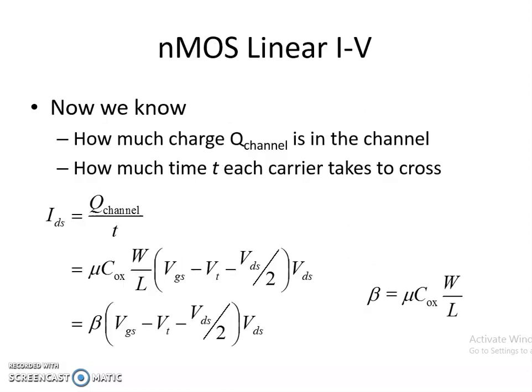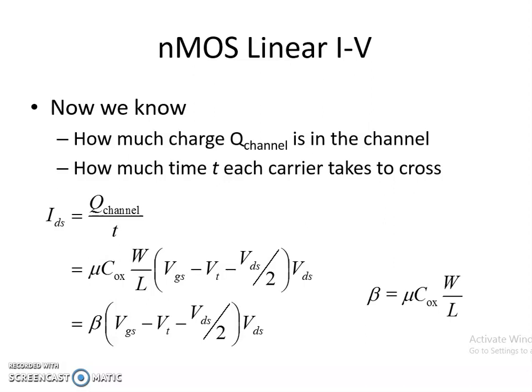With these two equations, equation 1 and 2, we can say that how much charge Q is in the channel and how much time T each carrier takes to cross that channel gives IDS, that is Q by T.